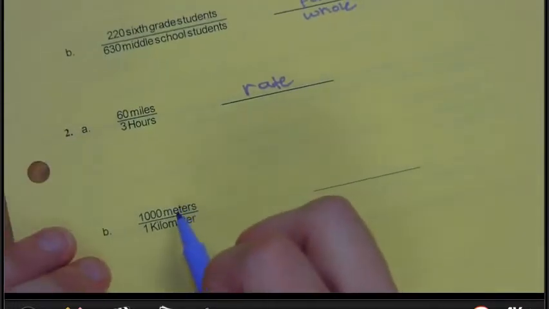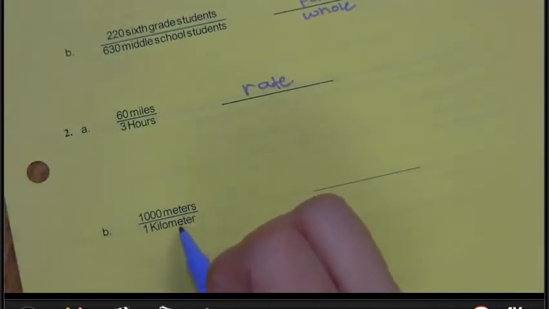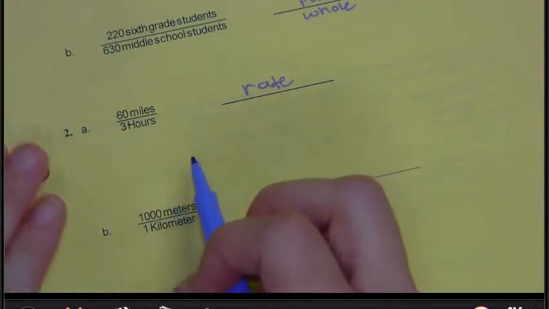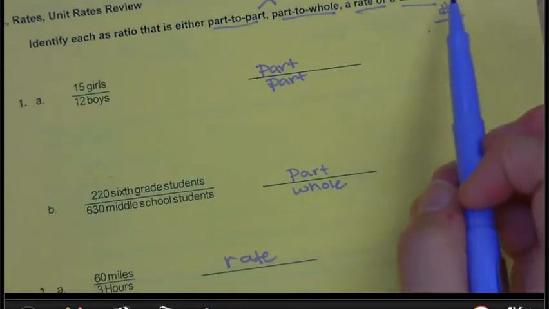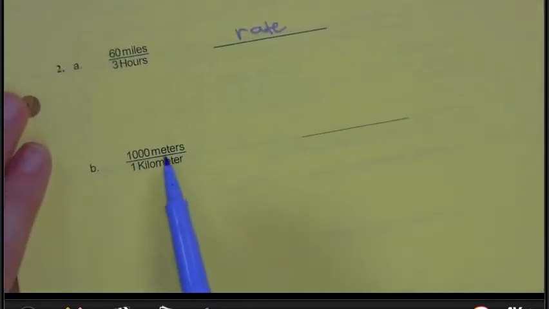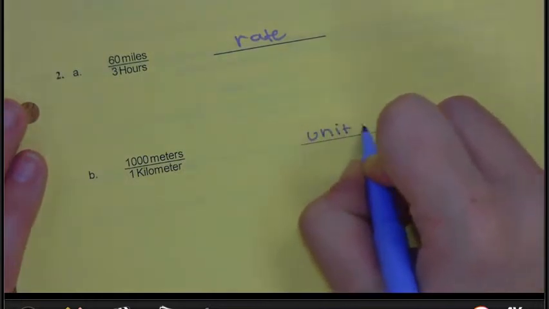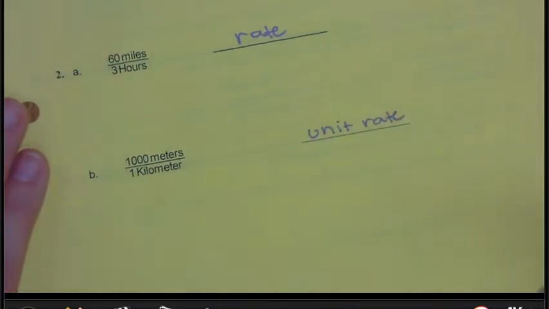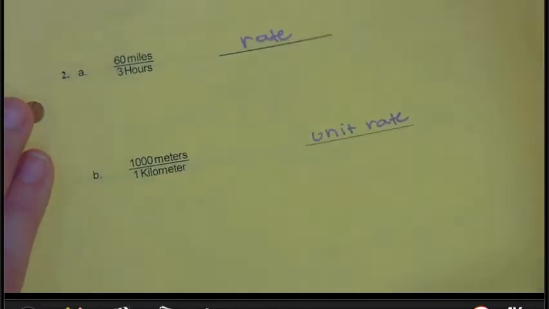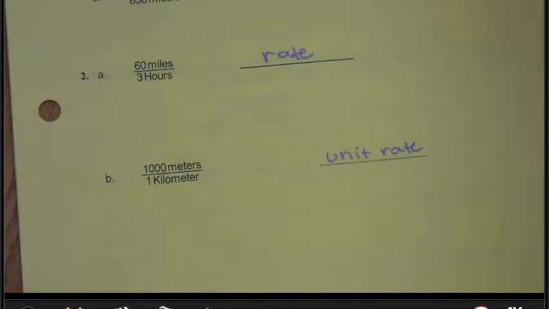And then letter D is 1,000 meters over 1 kilometer. Well, meters and kilometers are not the same thing. They're two different things. And so then I'm either a rate or a unit rate. Well, remember, unit rate's a number out of one. So let's see, 1,000 out of 1. So for this one, it is a unit rate.